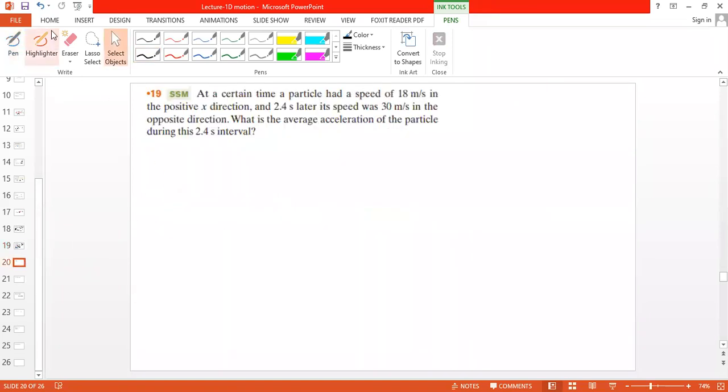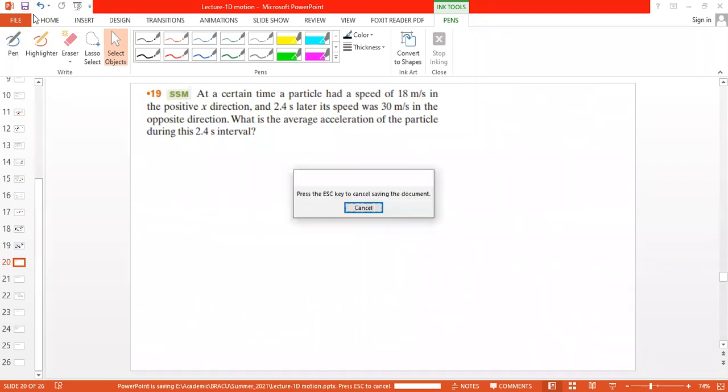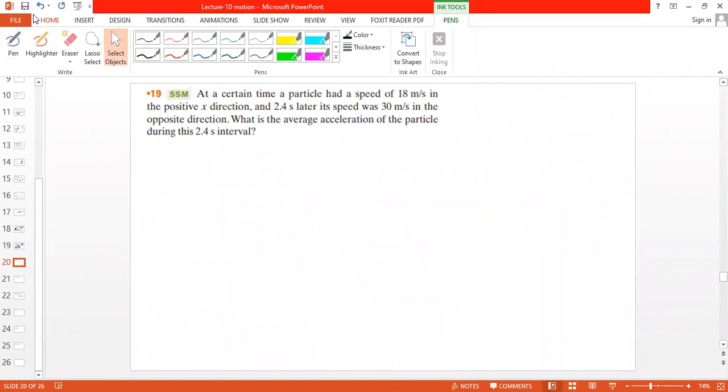Let's try the next math. I think this is easy math. At a certain time, a particle had a speed of 18 meters per second in a positive x direction, and 2.4 seconds later, its speed is 30 meters per second in the opposite direction. What is the average acceleration of the particle during this 2.4 second interval? Can you do it by yourself, guys? Can you try it, my dear students?